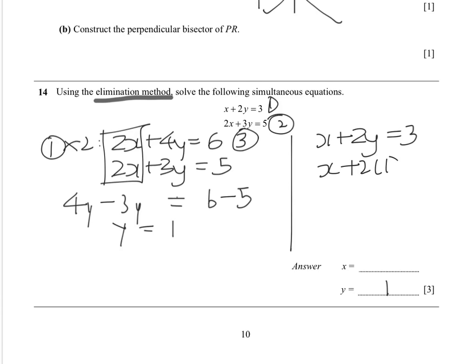Plus 2 times 1. Remember the 1 comes from here because y is equal to 1. Okay, so it's x plus 2 equals 3. How do you get rid of the plus 2? Minus 2. You get 1, so both are 1. Okay.